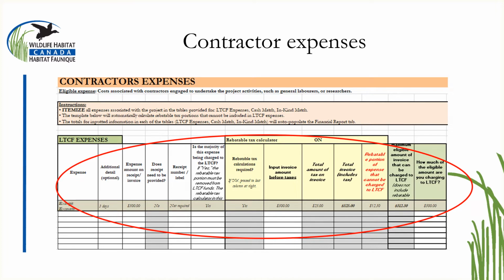This section is for expenses associated with contractors engaged to undertake project activities, such as general laborers and researchers. Complete as needed.